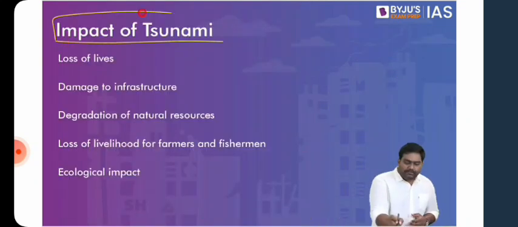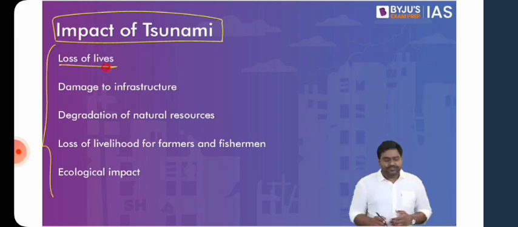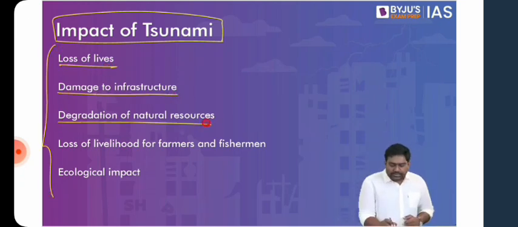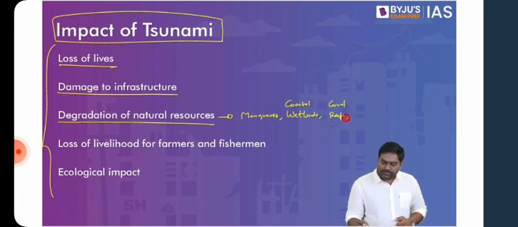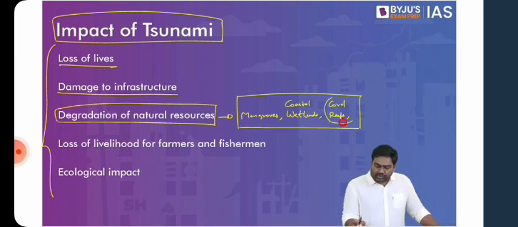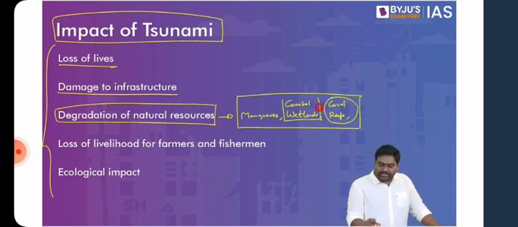So if you look at the impact of tsunami, it's quite extensive. There will be large-scale loss of lives, severe damage to infrastructure, as I pointed out, degradation of natural resources, mangroves, coastal wetlands, coral reefs. They all suffer extensive damage during a tsunami. Is that clear? Coral reefs could be destroyed. So marine life also takes a hit. Coastal wetlands will become flooded with saline water and also with debris and waste that the sea brings inside.